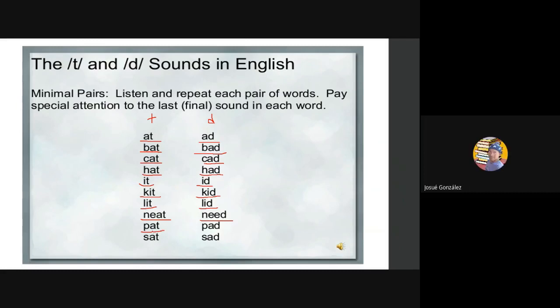Here, pet, pad, pad. Okay, and the last one, sad, sad, and sad. Okay, good. Excellent.